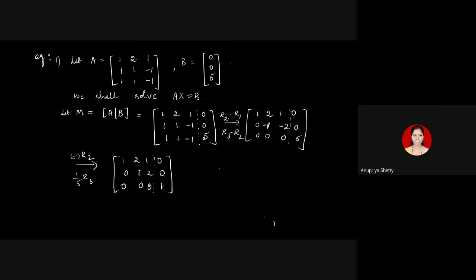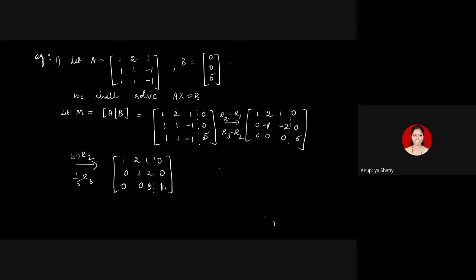To come to the row echelon form, I have to make still some more changes. That is, I have to make these 2 zeros and all that. But what can you conclude looking at R3? Look at R3. Look at the pivot where it is present. It is present in the last column, right? The pivot, that is the first non-zero entry here, that is present in the last column.